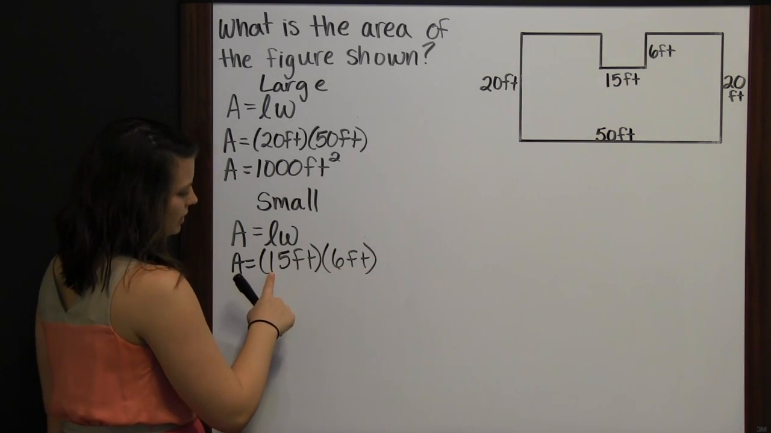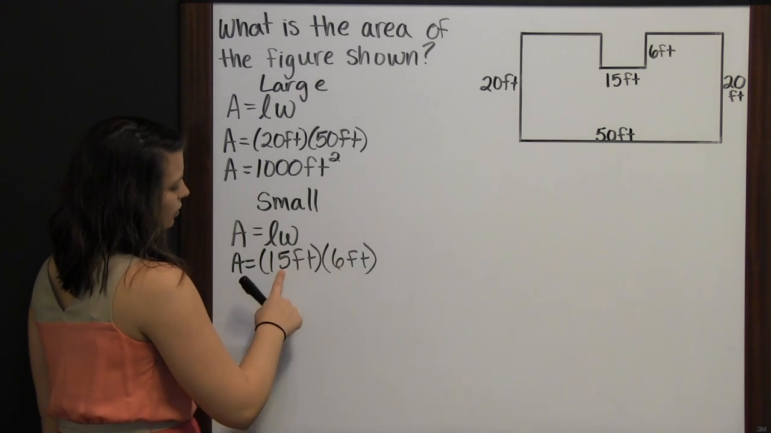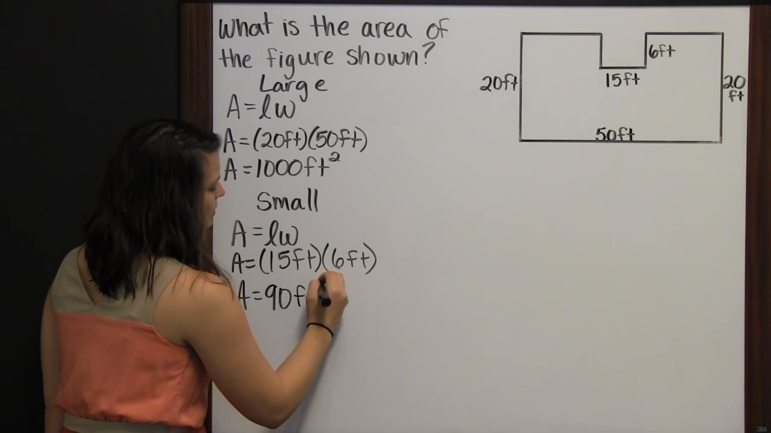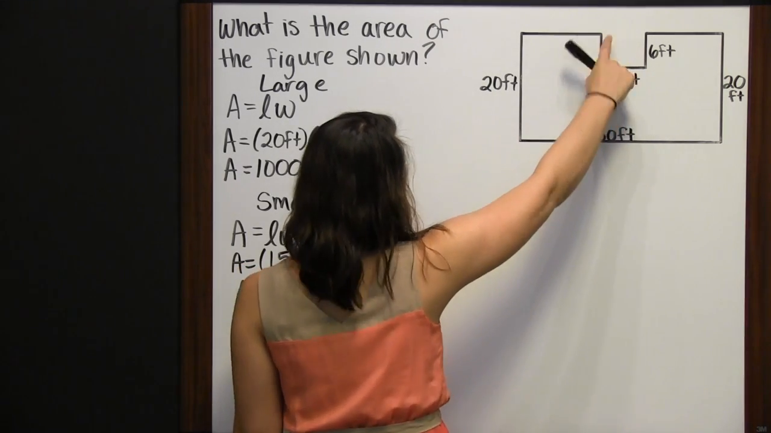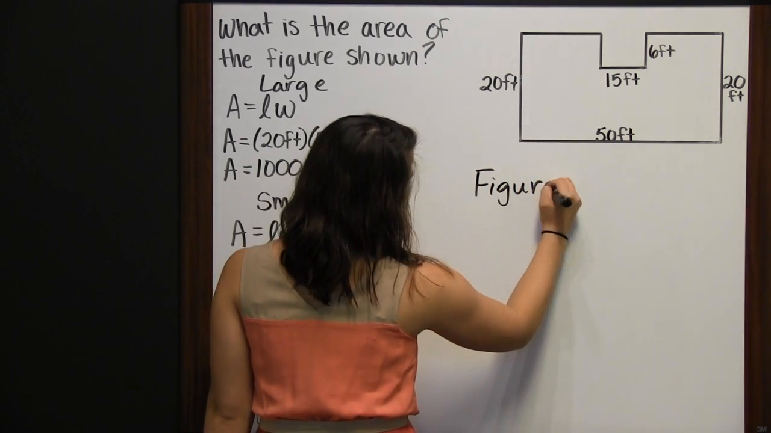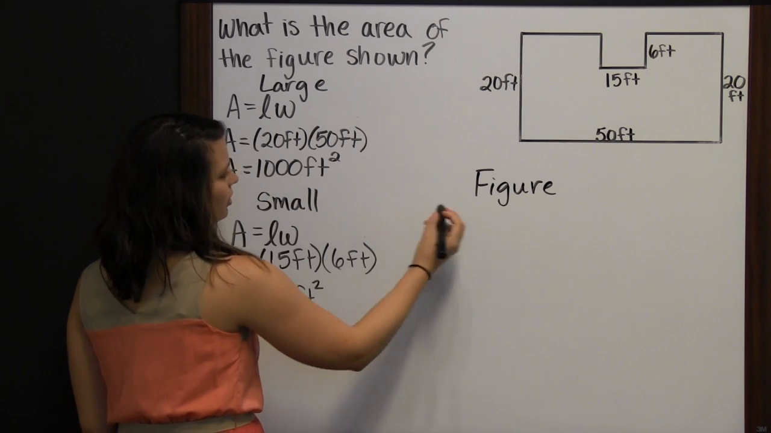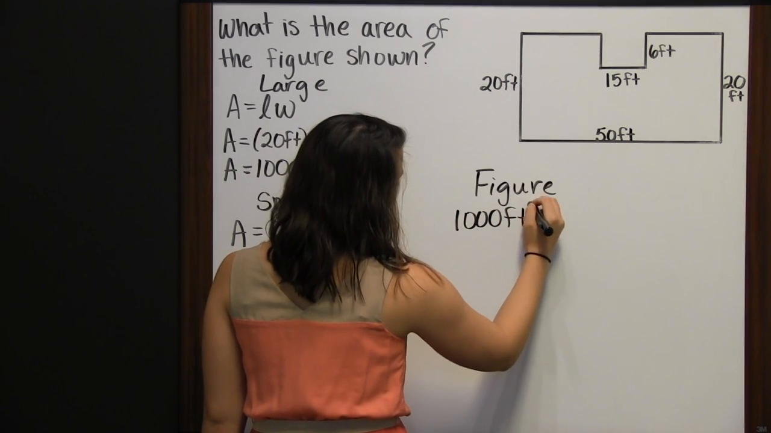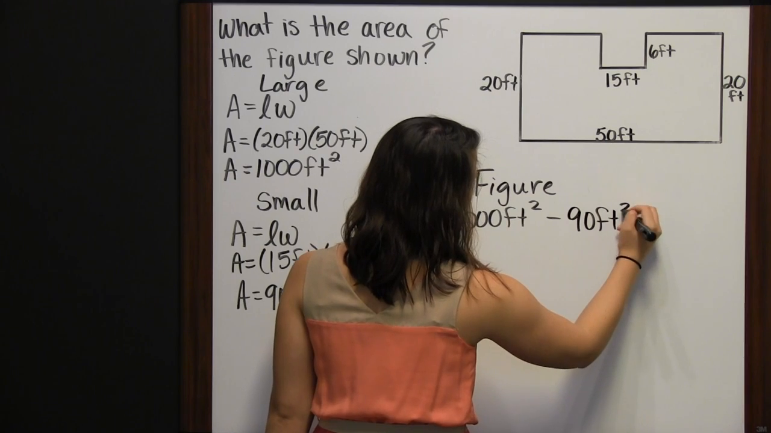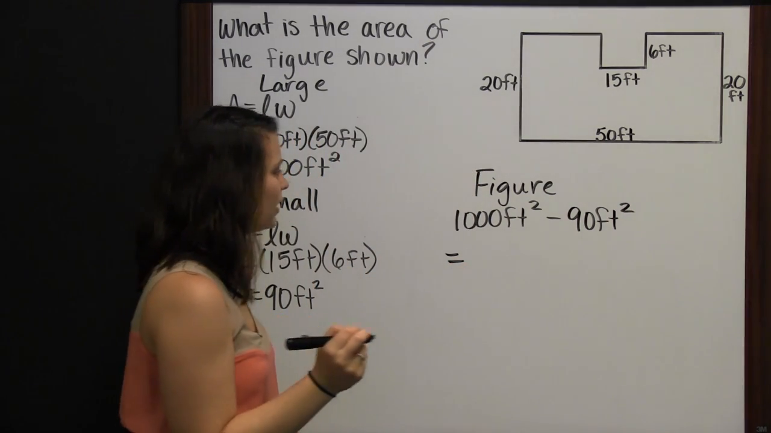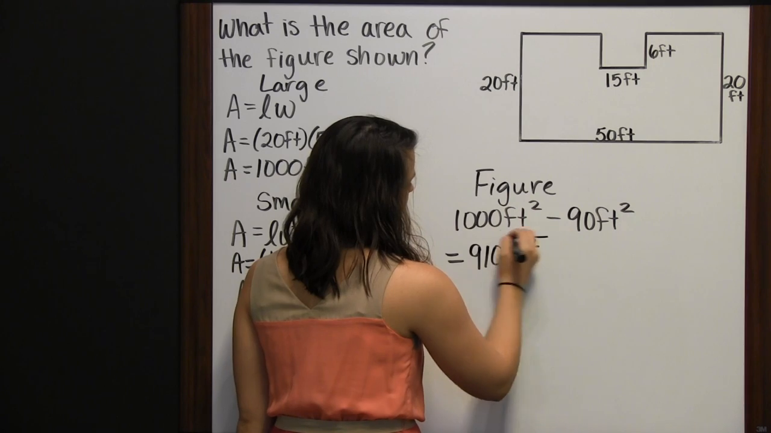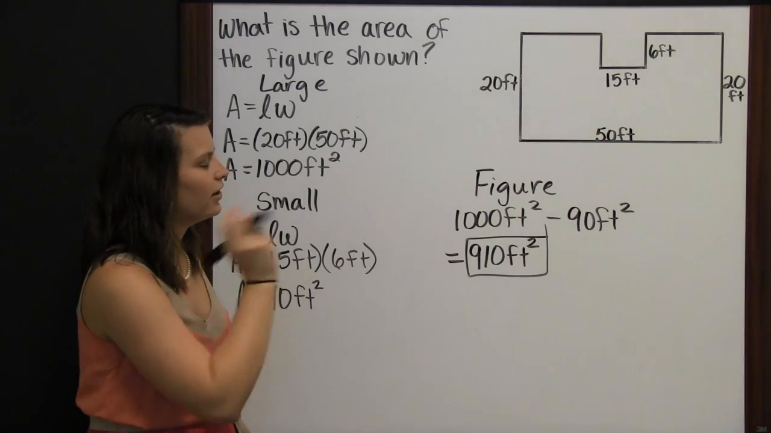6 times 10 is 60. 6 times 5 is 30. So 30 plus 60 is 90. Feet times feet is feet squared. So the area of this little rectangle is 90 feet squared. So to find the area of this figure, we have to subtract the area of our large rectangle, 1,000 feet squared, minus the area of that small rectangle cutout, which is 90 feet squared. And 1,000 minus 90 is 910 feet squared. And that's the area of our figure.